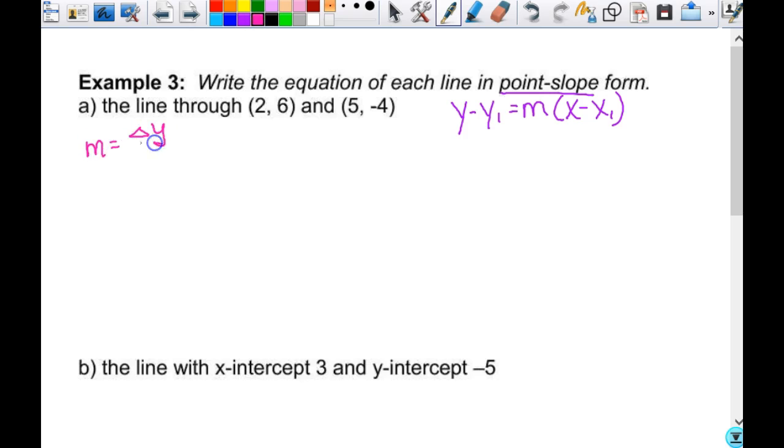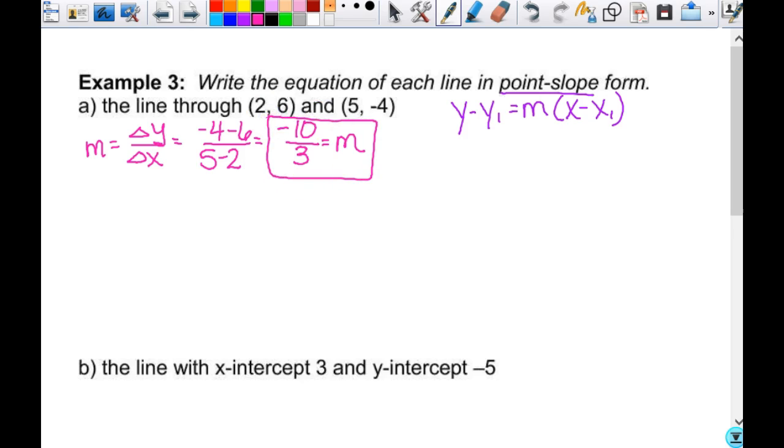M is delta y over delta x. So that is negative 4 minus 6 over 5 minus 2. So it's going to be negative 10 over 3. Okay, so there is my slope. Now, does it matter which point I use? No, I just got to pick one of them. The slope is the slope no matter what. There's an infinite amount of points on there. I know 2 of them.